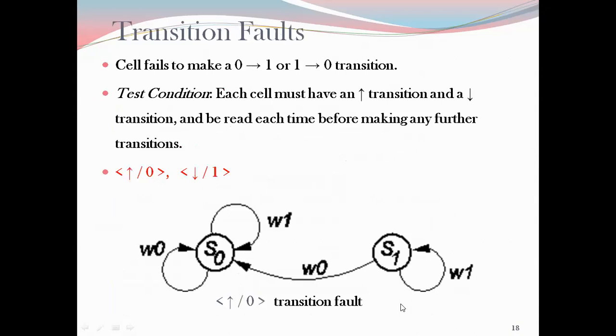Next we move to transition fault. Transition fault, as it indicates, is whenever the cell is not able to transit from 0 to 1 or 1 to 0. So again, there is an upward transition, which means 0 to 1, and a downward transition, which means 1 to 0. So it is represented as this. This means upward transition fault, where a cell is not changing from 0 to 1, and downward transition fault, where a cell is not changing from 1 to 0.